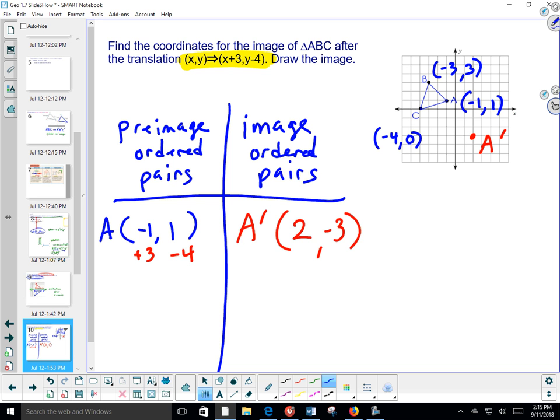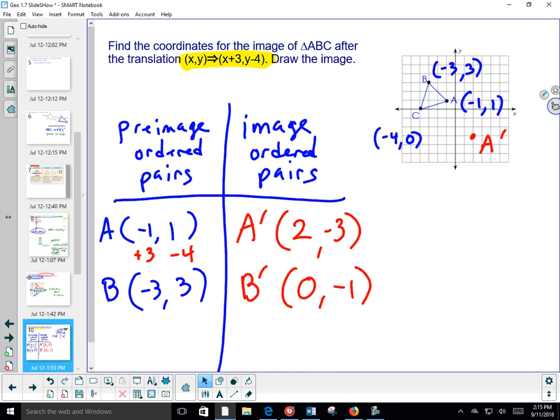All right, how about point B? That point was negative 3, 3. And so B prime is going to be where? Evan? It's going to be 0, negative 1. 0, negative 1. Do people agree with that? Yeah. We're following this rule that says subtract 4 from the y, and it says add 3 to the x, so negative 3 plus 3 is 0, 3 minus 4 is negative 1. Are we okay with this? And so I'm plotting B prime at 0, negative 1, that's right here, B prime.